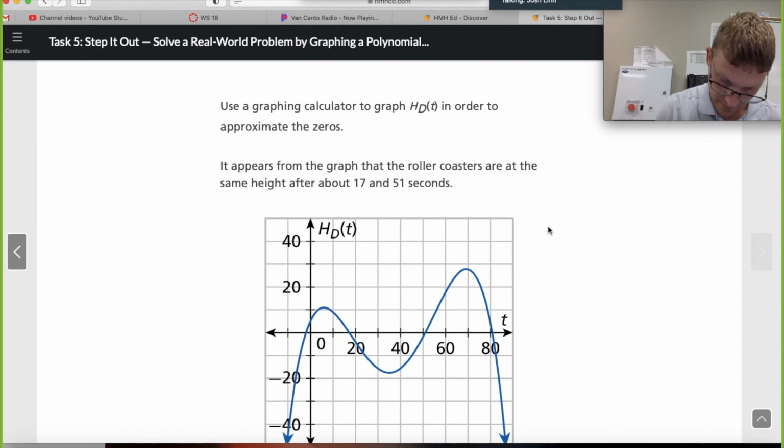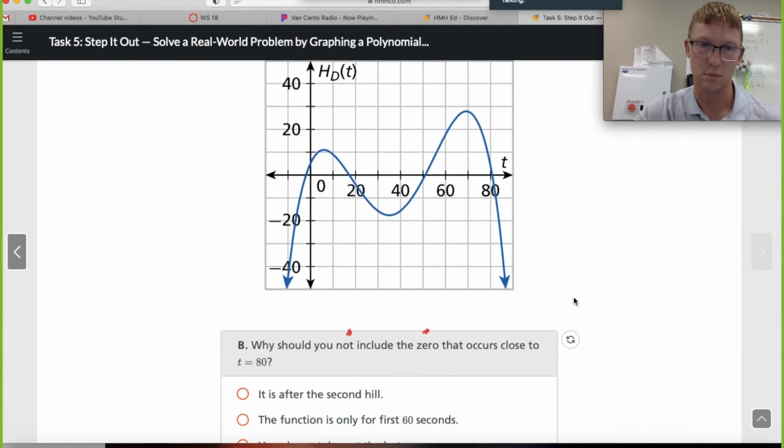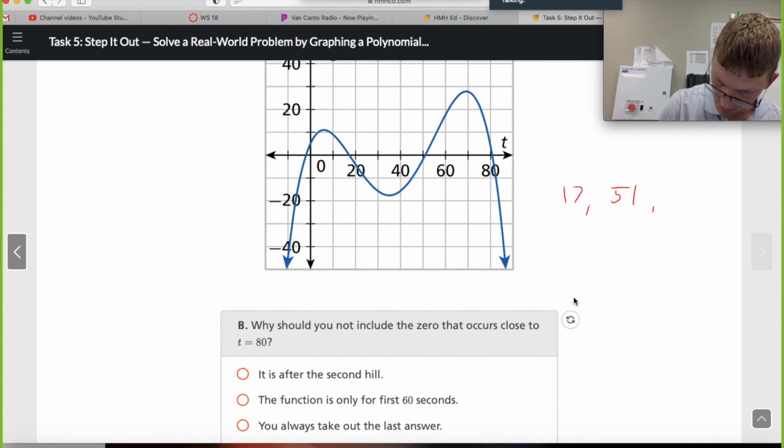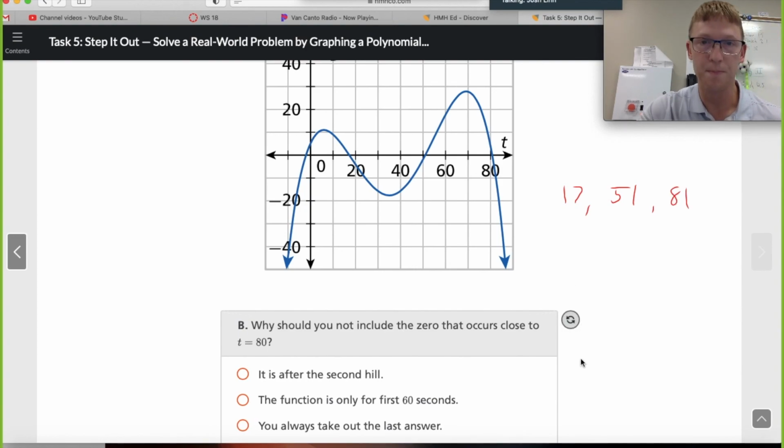So it appears from the graph that the roller coasters are at the same height at about 17 and 51 seconds. So 17, 51, and there's one at 81 or something. We'll call it that.